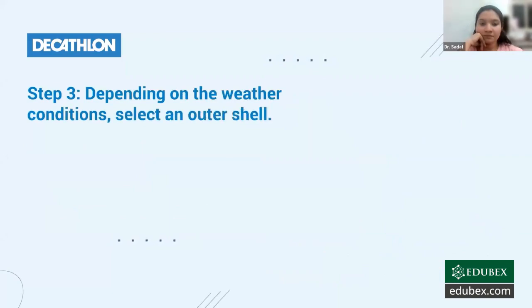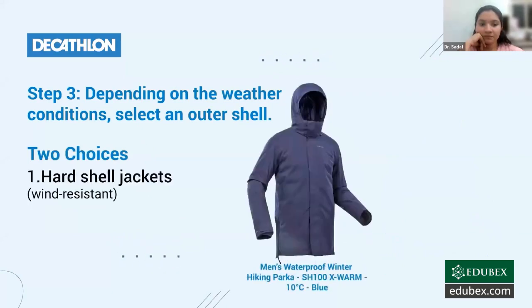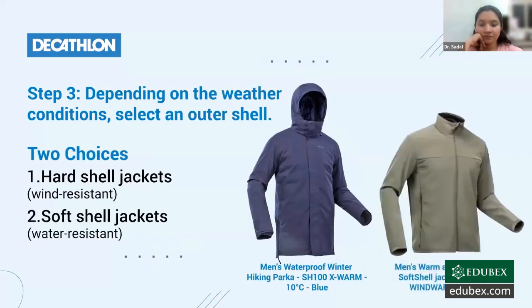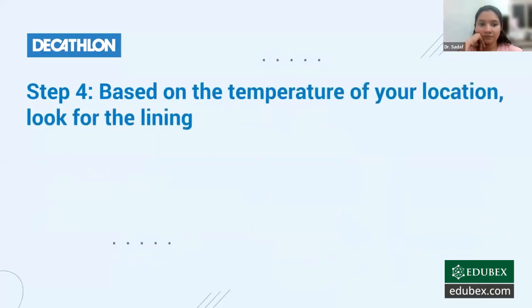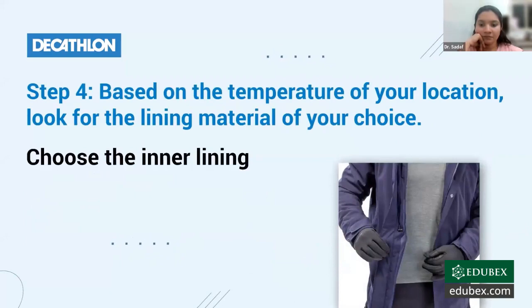Depending on the weather conditions, select an outer shell. The basic 2 choices are either hard shell jackets, which are wind resistant, or soft shell jackets, which are water resistant. Step 4. Based on the temperature of your location, look for the lining material of your choice.